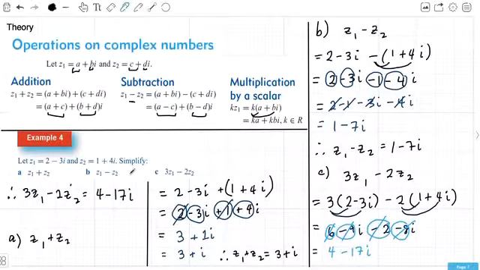So what you're doing there is you're using all of those results for addition, subtraction and multiplication, always dealing with the reals separate to the imaginaries, and then simplifying if you can, cancelling down and combining them together for your final answer.